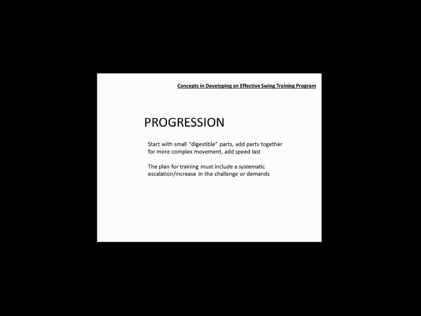And as a function of that, the training has to include some sort of systematic escalation or increase in the challenges and demands. So not only are we starting with small units of movement that can be easily identified and easily trained and then linked together, but as a function of that, we want to increase or escalate the challenge of the program so that the nervous system is being continuously challenged.